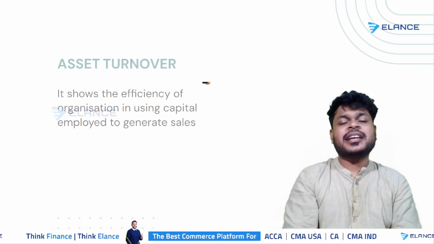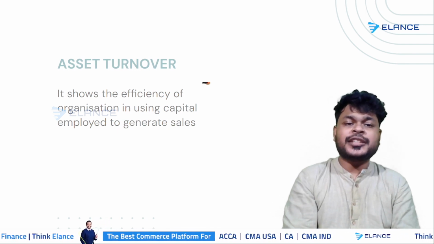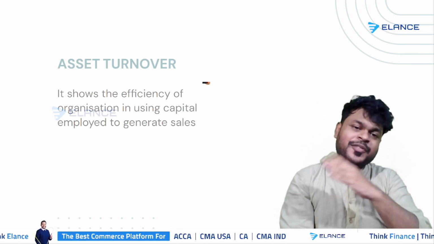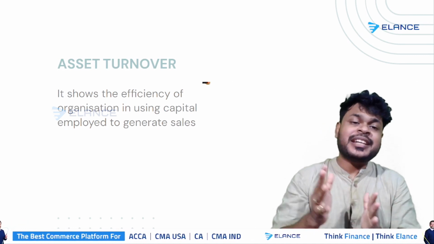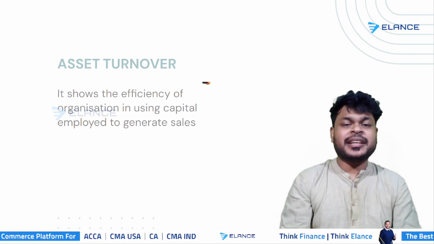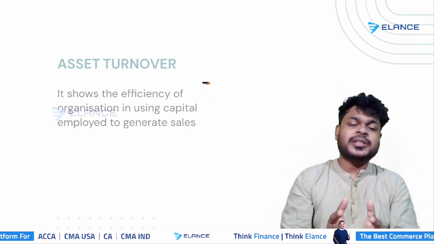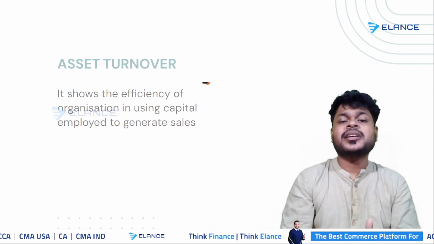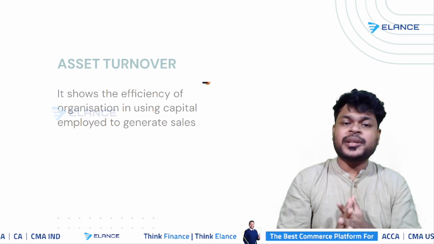And the next thing that we have to look into is asset turnover. Asset turnover shows the efficiency of the organization in using capital employed to generate sales. So the same way as we said about ROC, over here it is the ability of the company to generate sales using their capital. They can use their capital efficiently by marketing and doing campaigns so that they can increase the sales, or they can use their capital employed for branding, whereby the company gets recognized and the company's goods start getting sold at a higher rate. All these things are something that we look into in asset turnover.